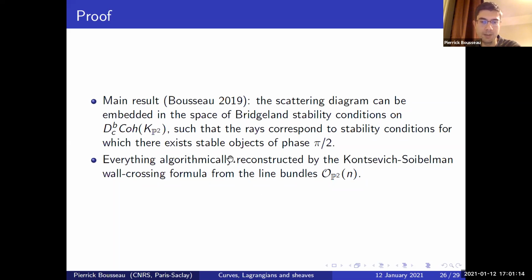And from the stability point of view, everything is algorithmically reconstructed using the Kontsevich-Soibelman wall crossing formula from the line bundle O of n. And here there is another technical thing that I'm skipping, but which is related to the previous question, because between P2 and local P2, it's crucial that even if you think about the invariants as being attached to moduli space of sheaves on P2, you really think about them as being attached to local P2, which is a Calabi-Yau 3 situation, in which there is a general machinery of Kontsevich-Soibelman wall crossing formula for DT invariants of Calabi-Yau threefolds, which will tell you how things vary when you vary the stability condition.